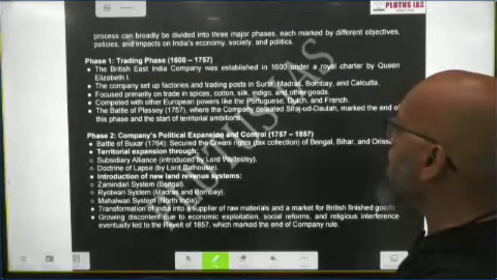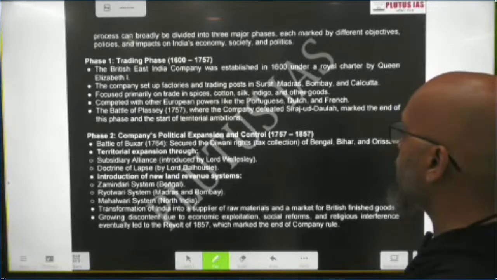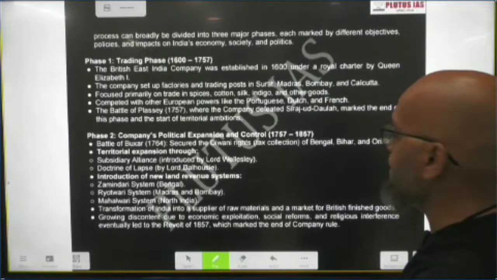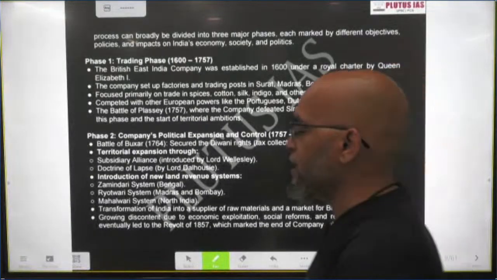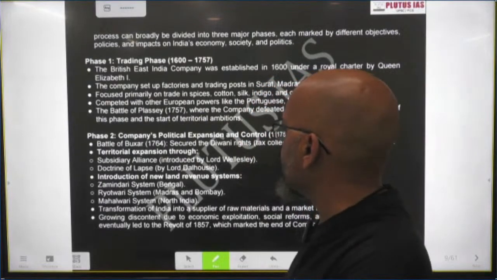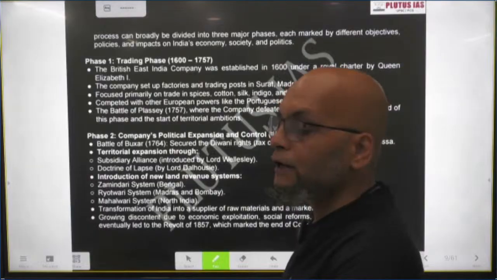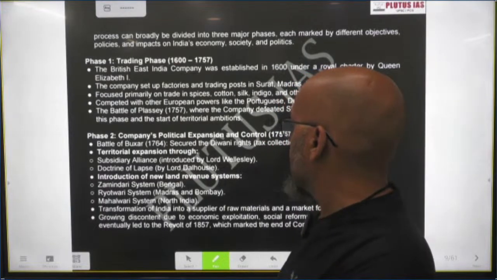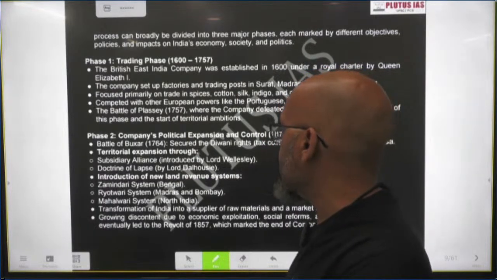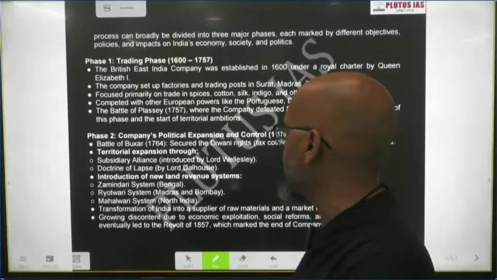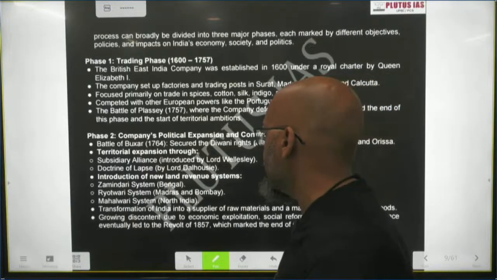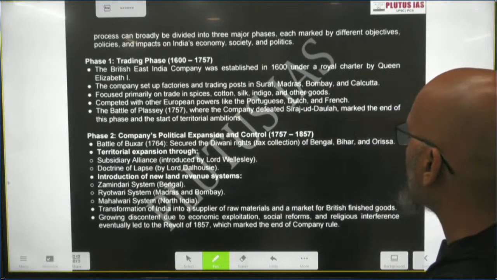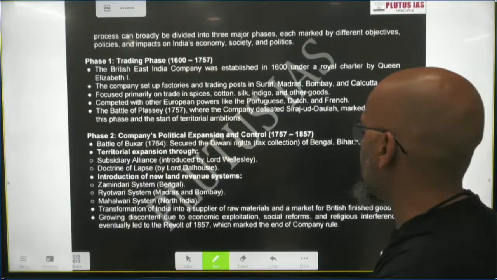Here, the Battle of Buxar, 1764, secured the Diwani rights, that is tax collection, of Bengal, Bihar, and Orissa. Then territorial expansion through the subsidiary alliance introduced by Lord Wellesley, and the doctrine of lapse by Lord Dalhousie. Then the introduction of new land revenue systems: the Zamindari system in Bengal, the Ryotwari system in Madras and Bombay, and the Mahalwari system in North India. India was transformed into a supplier of raw material and a market for British finished goods.